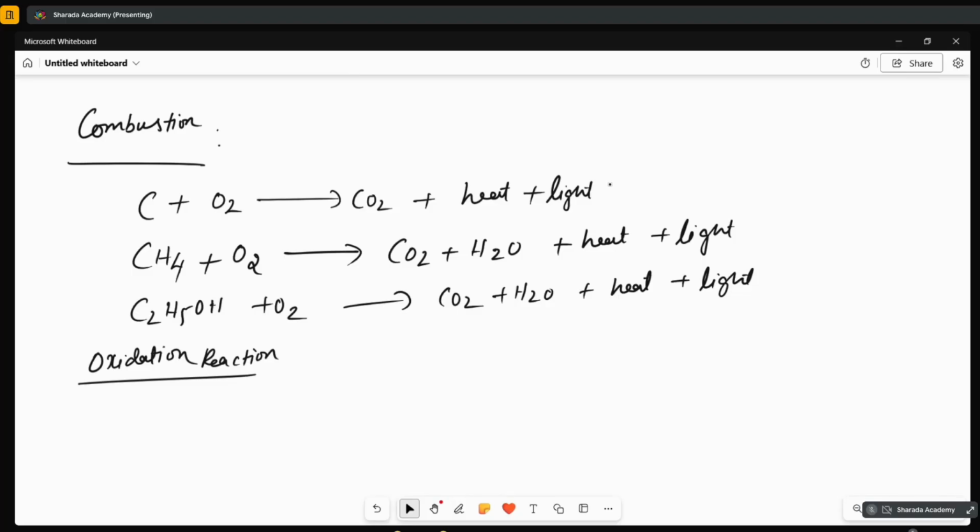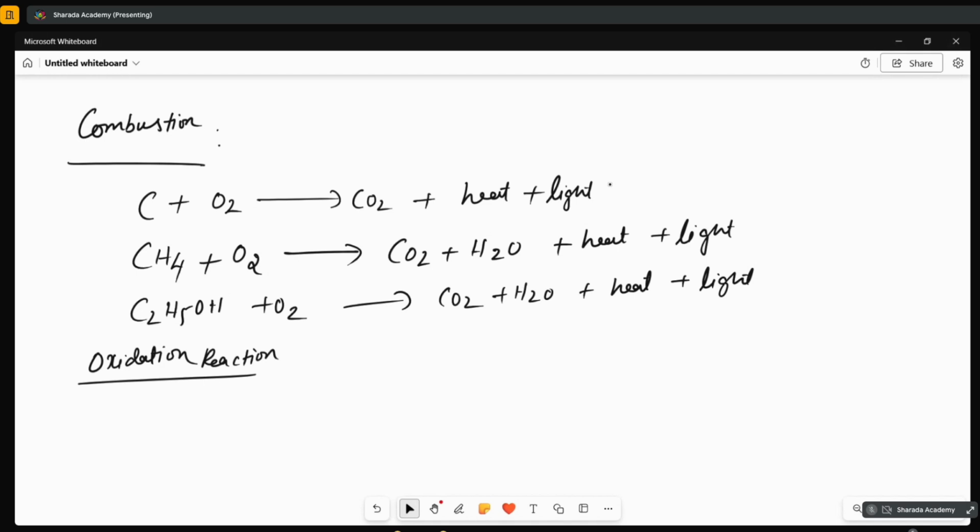Oxidation reaction, tell me what is that? Ethanol plus potassium dichromate or alkaline potassium permanganate. In the presence of that, it is an oxidizing agent. What will you get from ethanol? Ethanoic acid. Ethanol to ethanoic acid. Write down first. Then after that, write substitution reaction.